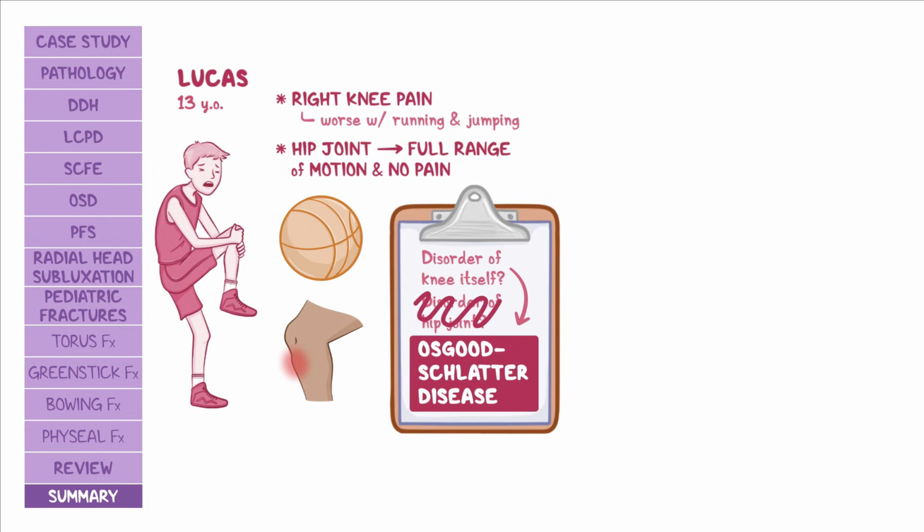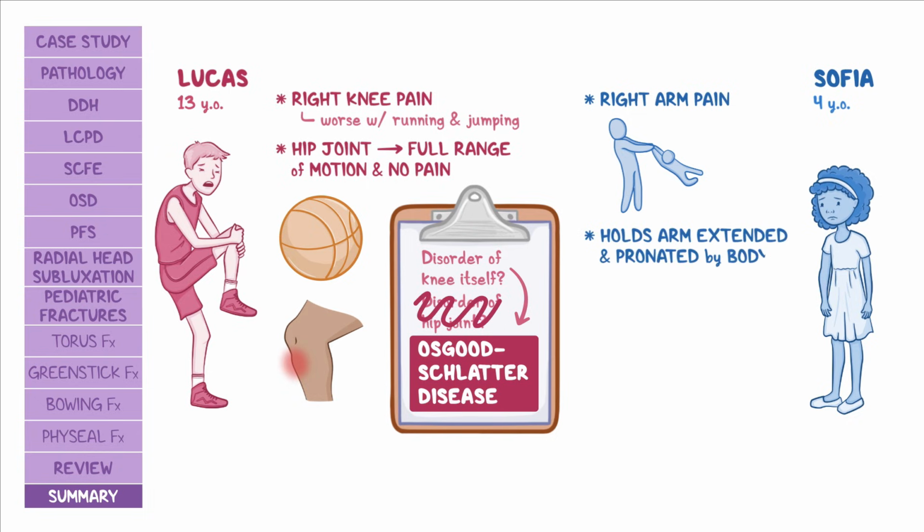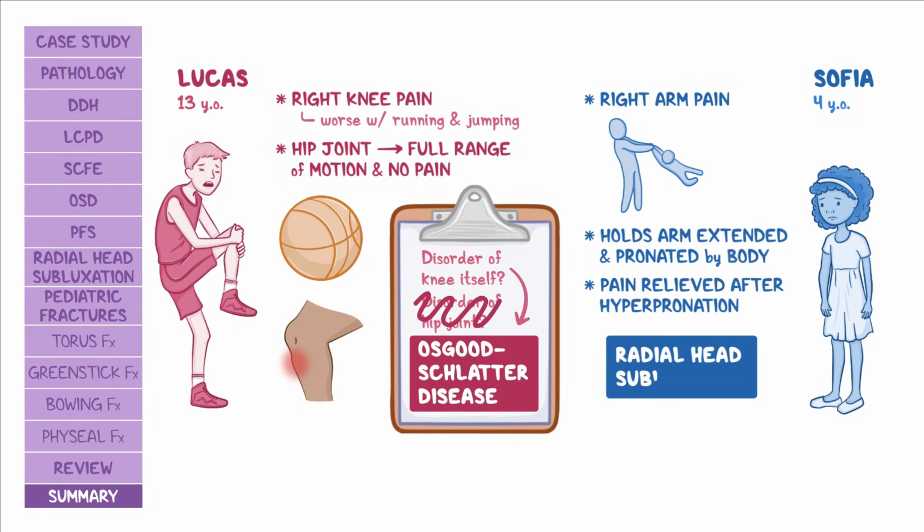On the other hand, Sophia is a 4-year-old girl who presents with right arm pain after her sibling was swinging her by the arms. This, combined with the fact that Sophia holds her arm extended and pronated by her body, and that her arm pain was relieved after hyperpronation, makes this a straightforward case of radial head subluxation.